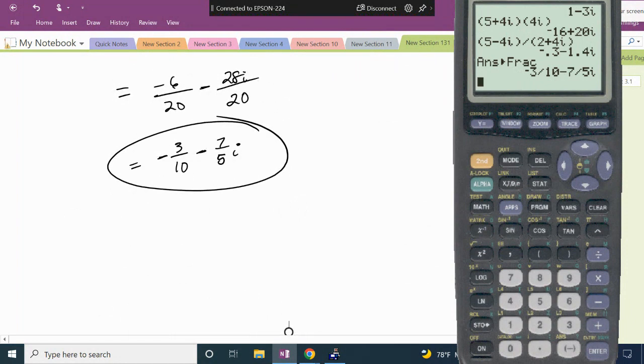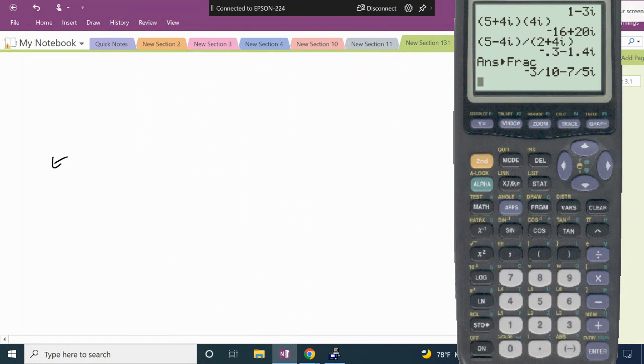All right, so we looked at how to do it both by hand and on the calculator. Now for this last set, this is something that we can actually do on a calculator. You'll be asked to simplify i raised to some power, right?